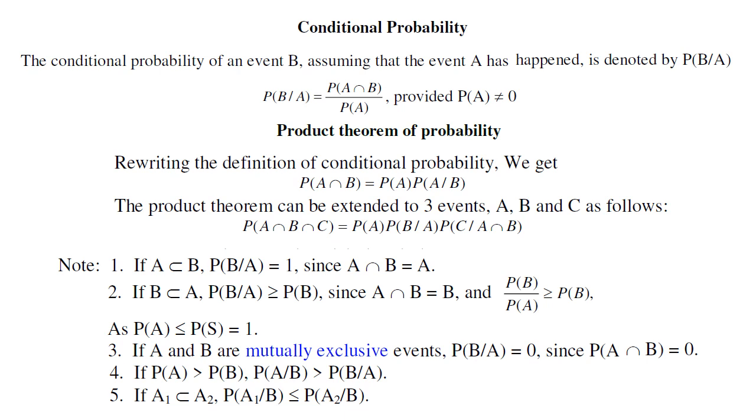If P of A is greater than P of B, then P of A by B will be greater than P of B by A. And if A1 is a subset of A2, then P of A1 by B will be less than or equal to P of A2 by B. So these are some important points that should be noted while solving the sums.